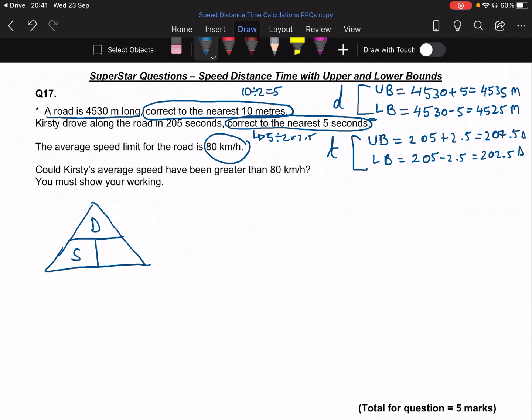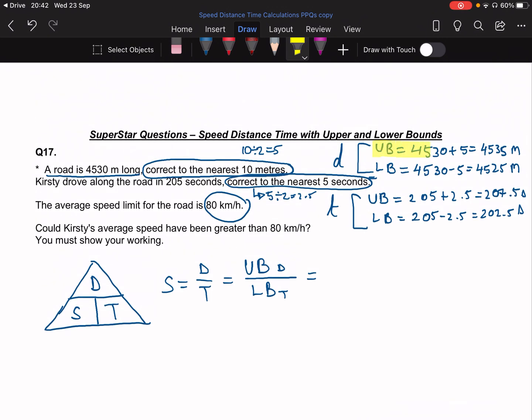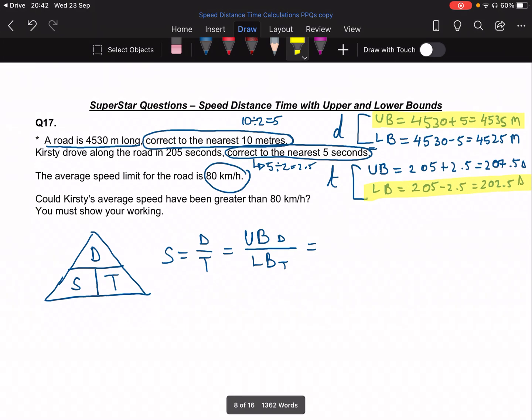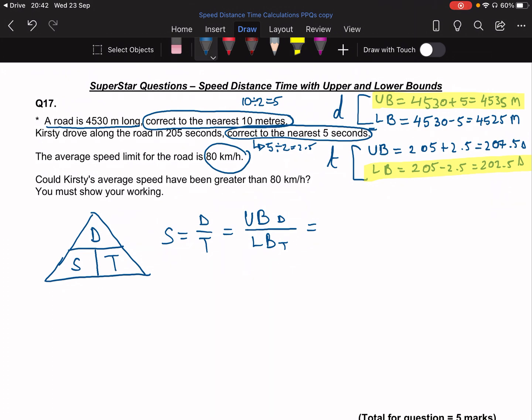So I will need to do my speed, distance, time triangle. And I know that speed is equal to distance over time. And I now notice I've got a fraction. So I need to achieve the highest possible value in this fraction. How do you get the highest possible value in a fraction? You divide the highest number by the lowest number available. So for me, that means I'm going to do the upper bound for distance divided by the lower bound for time. And that's how I choose my numbers. So I'm going to highlight them: the upper bound for distance and the lower bound for time. That ensures that I've got my highest possible value, so I can compare it with the average speed limit and say if she could have had a higher average speed.